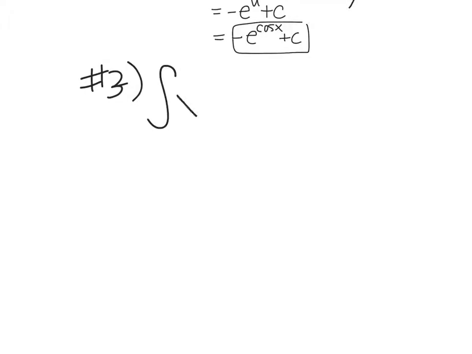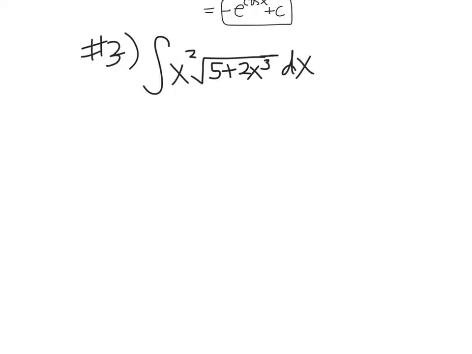It's the integral of x squared radical 5 plus 2x cubed dx. Okay? And they'll tell you what u is. U is usually like an inner function. Every now and then there's a weird one where it's not, but they'll tell you to let u equal 5 plus 2x cubed. Okay? And we're going to integrate this using u substitution.